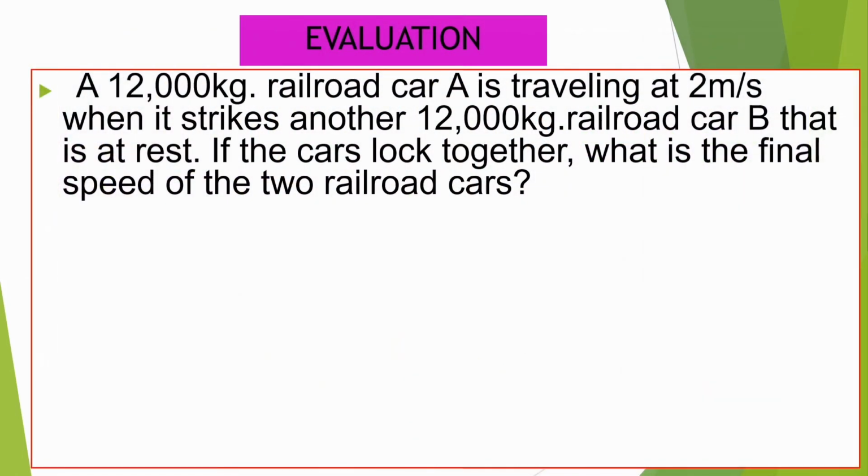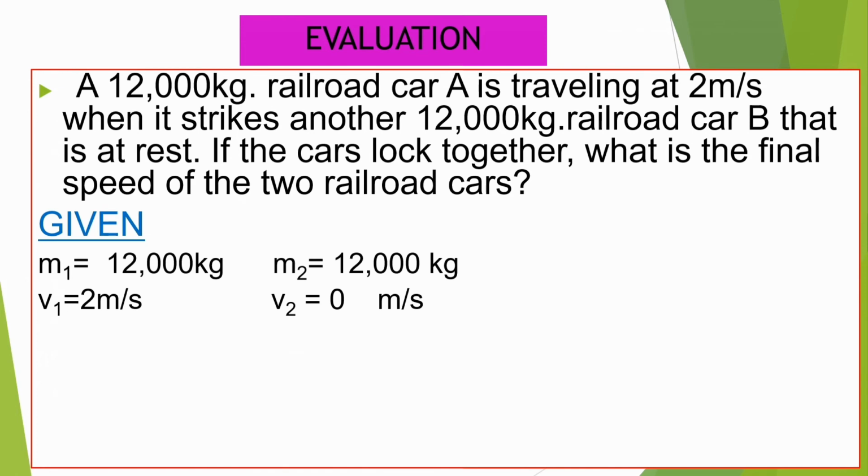Get a sheet of paper and let's answer this question, which says: a 12,000 kilogram railroad car A is traveling at 2 meters per second when it strikes another 12,000 kilogram railroad car B that is at rest. If the cars lock together, what is the final speed of the two railroad cars?